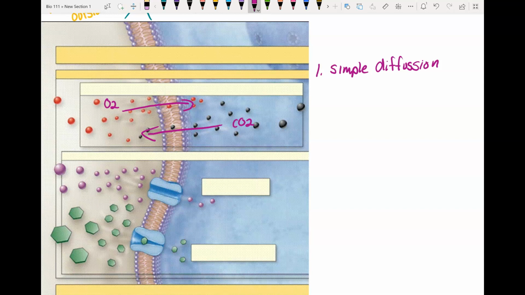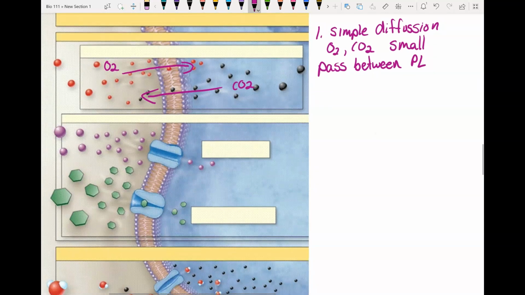This is simple diffusion because notice they're just passing between the phospholipids. So this is things such as oxygen and carbon dioxide. They are small molecules and they pass between the phospholipids of the cell membrane. The next one here is another type of diffusion called facilitated diffusion.